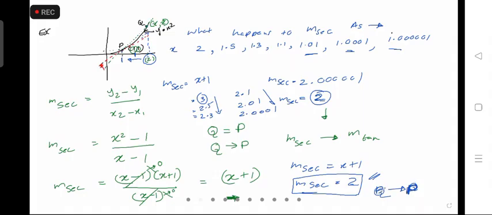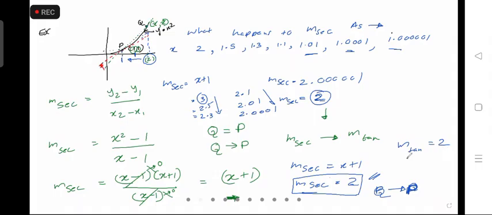You bring the Q very close to the P, then it is a good or best approximation for the tangent line. Now you know the gradient of the secant line, but that secant line is a good approximation for the tangent line. Then you can write m tangent is equal to 2.